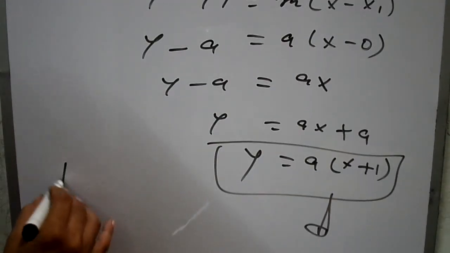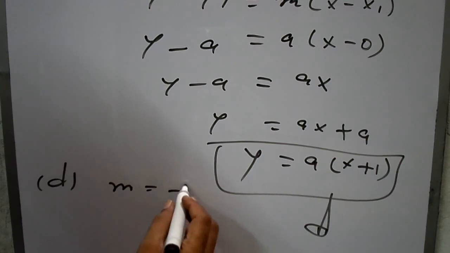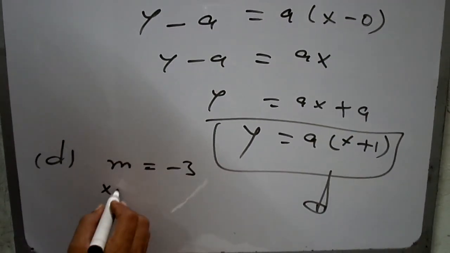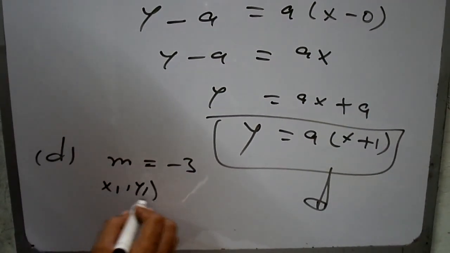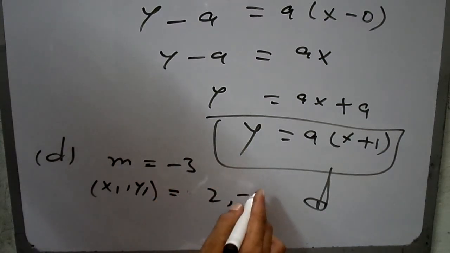Similarly, in D part, you have slope m is equal to minus 3, where x1 and y1 is given, that is 2 and minus 5.